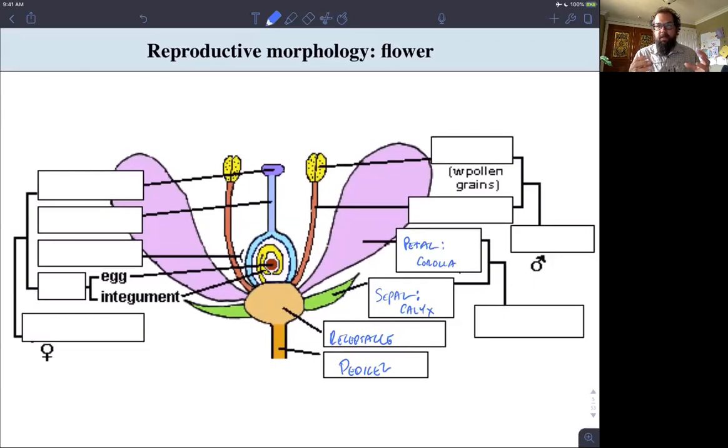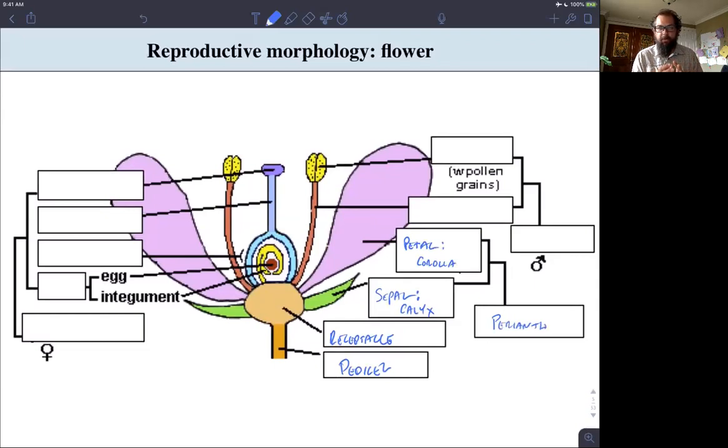Together, these two vegetative whorls, or these two sterile whorls of the flower, also have a collective term. And so together, we call the corolla and the calyx together the perianth. And we'll use the perianth to describe all of these non-fertile parts of the flower as one whole piece.